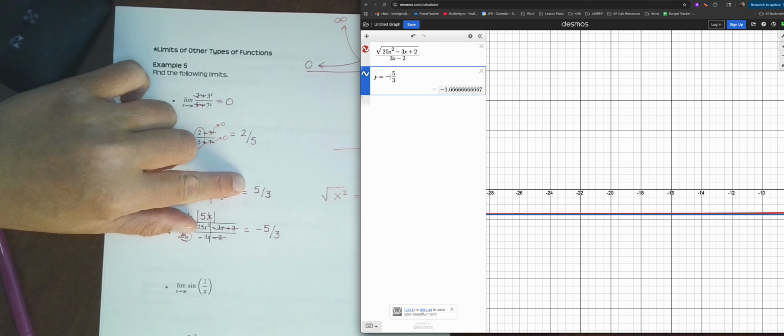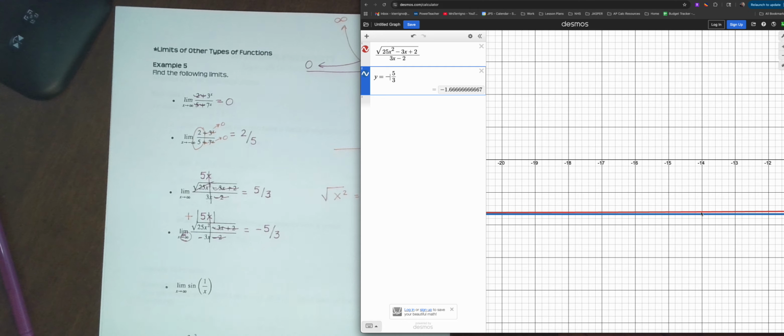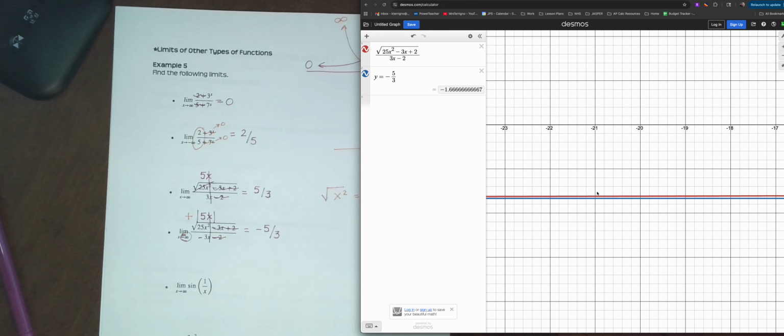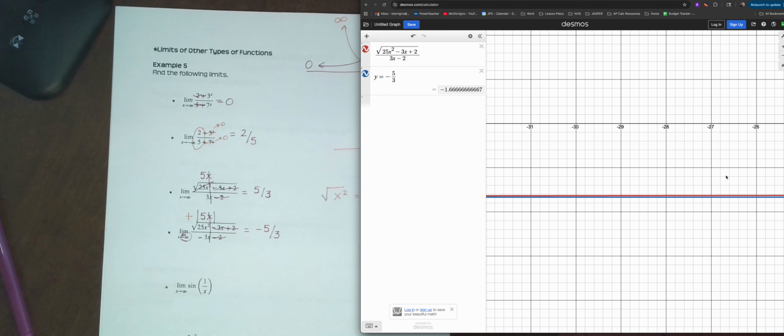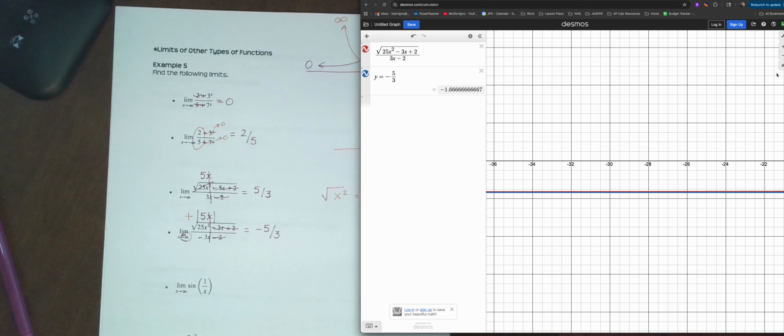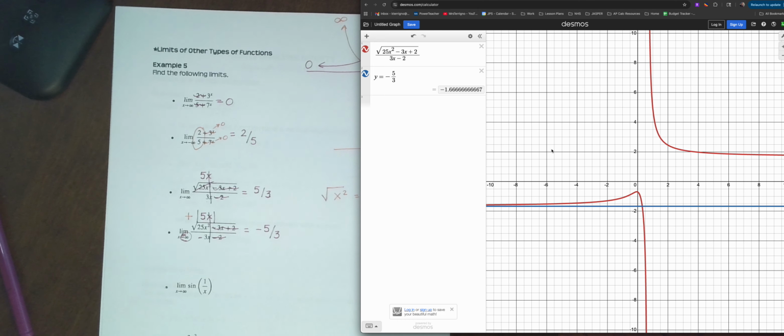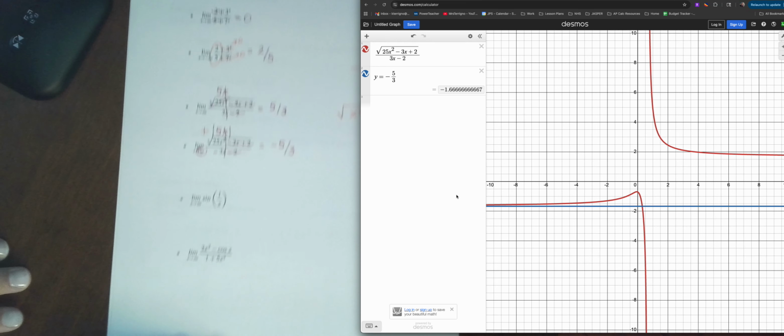Let me just throw a negative sign in front of there. There's your negative 5 over 3. And you can see that on the left side, we're approaching the negative version of that value. So these functions are really kind of funky looking. I would never expect you to know what this function looked like off the top of your head. And that's why it's really important that you can analyze it using mathematical methods.